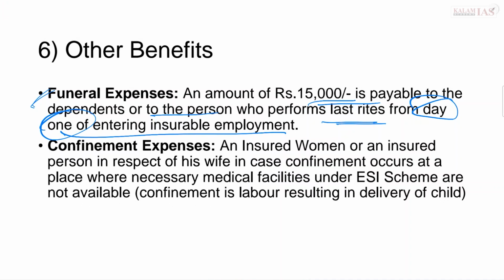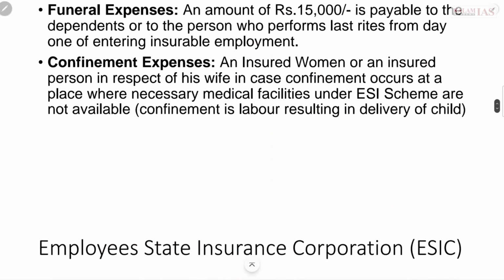The next is confinement expenses. Confinement expenses are payable to an insured woman, or to an insured person in respect of his wife, in case confinement occurs at a place where necessary medical facilities under the ESI scheme are not available. Confinement is when labor results in delivery of a child. If there is no medical facility available nearby, then you have to pay the confinement expenses to the employee if the employee is a woman, or for the employee's wife in case the employee is a married man. Okay.